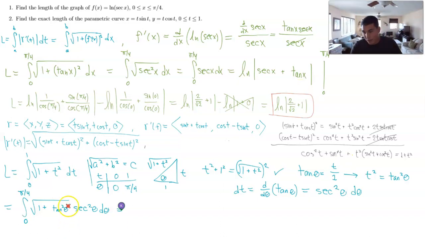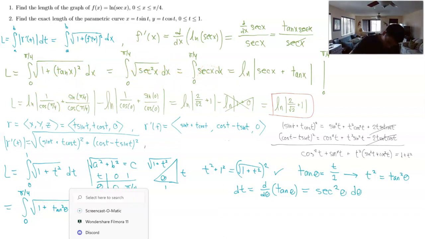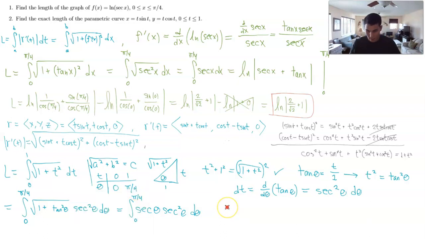Okay. And what do you guys think this is? This is 1. Look, oh my god, look at that. We had that earlier. So it's going to go all the way down to secant. So we're going to have secant theta, secant squared theta, d theta, from 0 to pi over 4. So this is our new integral. And look at that. Well, what is this going to become? Secant cubed, right?